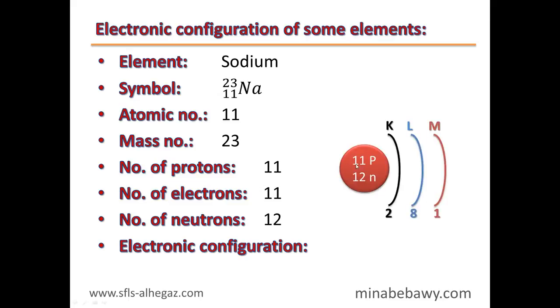Electronic configuration for sodium atom. Sodium nucleus contains 11 protons, 12 neutrons, and the sodium atom contains 11 electrons, which are distributed in 3 energy levels. The first energy level K will take only 2 electrons. We have 9 more electrons. We will put only 8 electrons inside L. So we have another electron. We will put it in the third energy level M. So the electronic configuration for sodium atom is K contains 2 electrons, L contains 8 electrons, M contains only 1 electron.